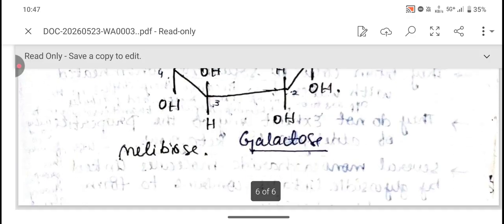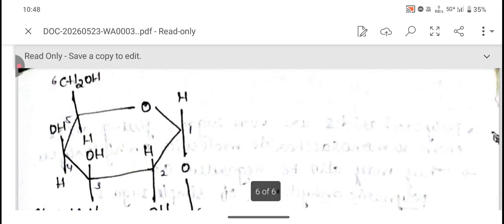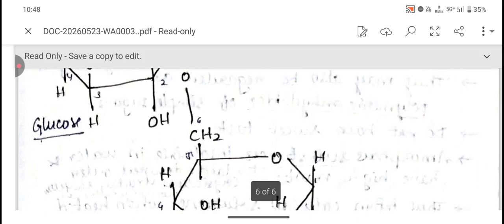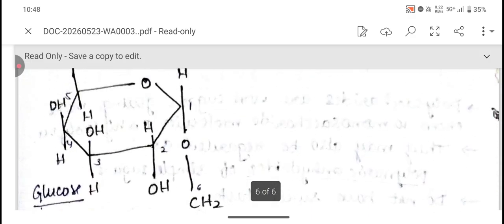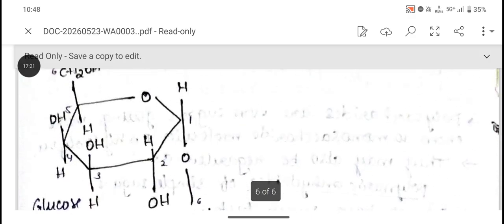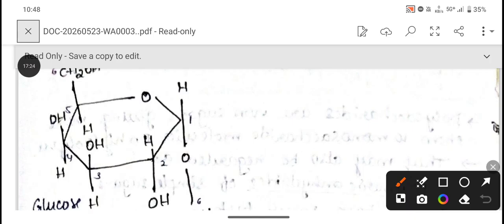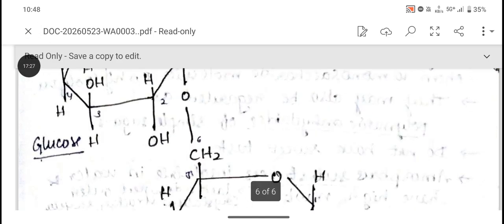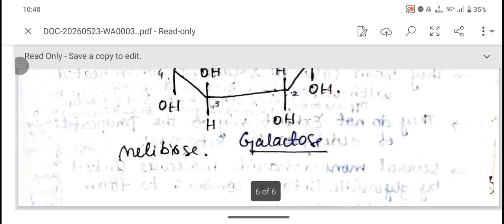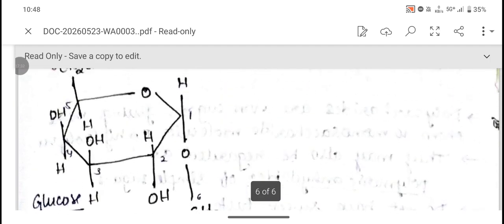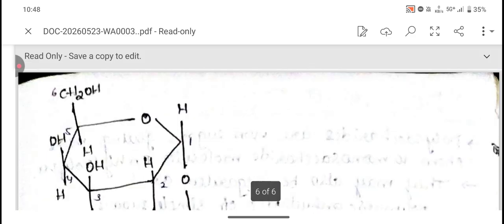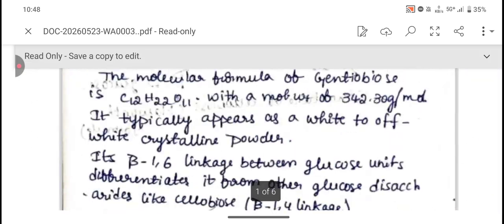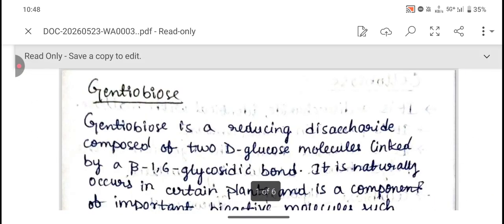So this is the structure of Melibiose, again glucose and galactose. It has a C1-C6 glycosidic linkage. This is carbon atom 1 here, and this is carbon atom 6, which form Melibiose. These are examples of reducing disaccharides having C1-C6 glycosidic linkages.